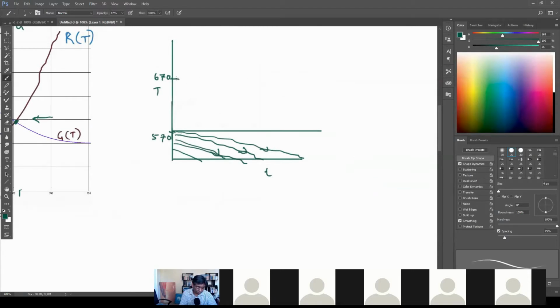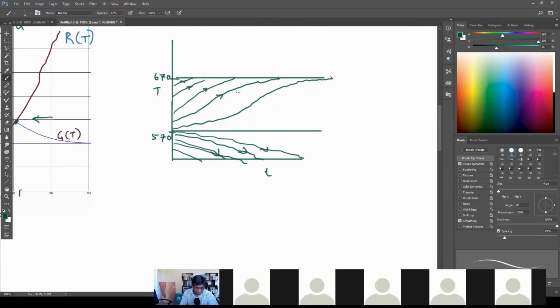Oop. My hand's not that steady. If you hold down Shift in Photoshop, you get a straight line there. So yeah, if you started just slightly above 570, your curve would look something like that. And then for all values between 570 and 670, you would be falling up towards this line.